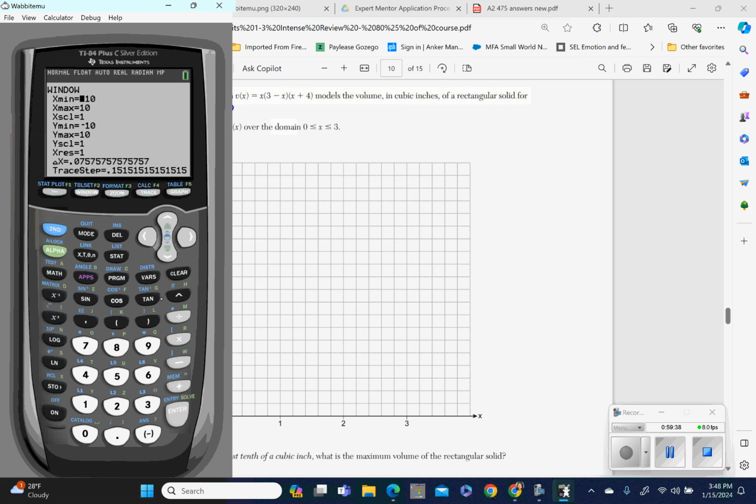Let's change my window. Let's go to my X min, 0. My x max is going to be 3.